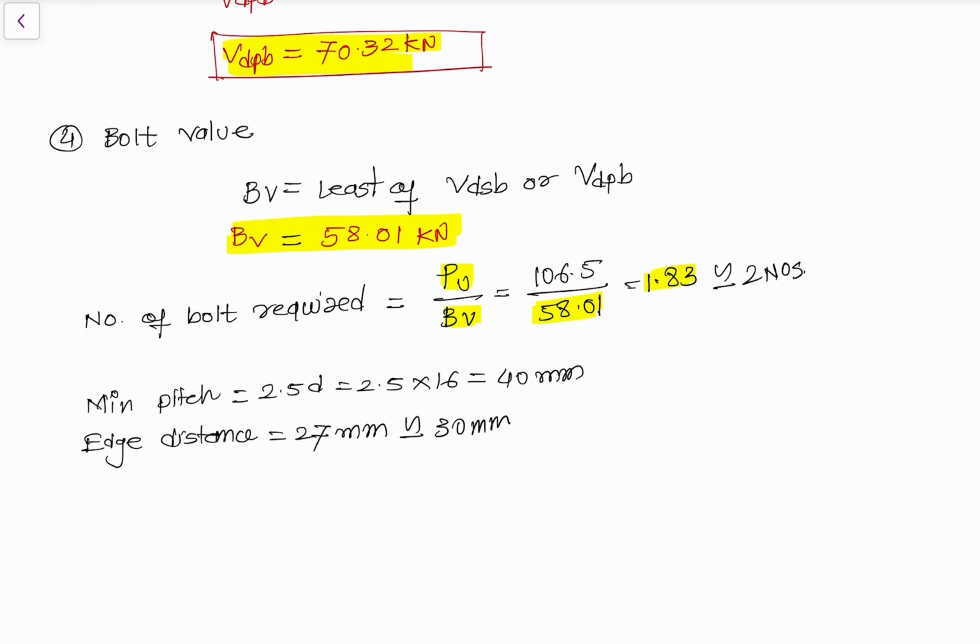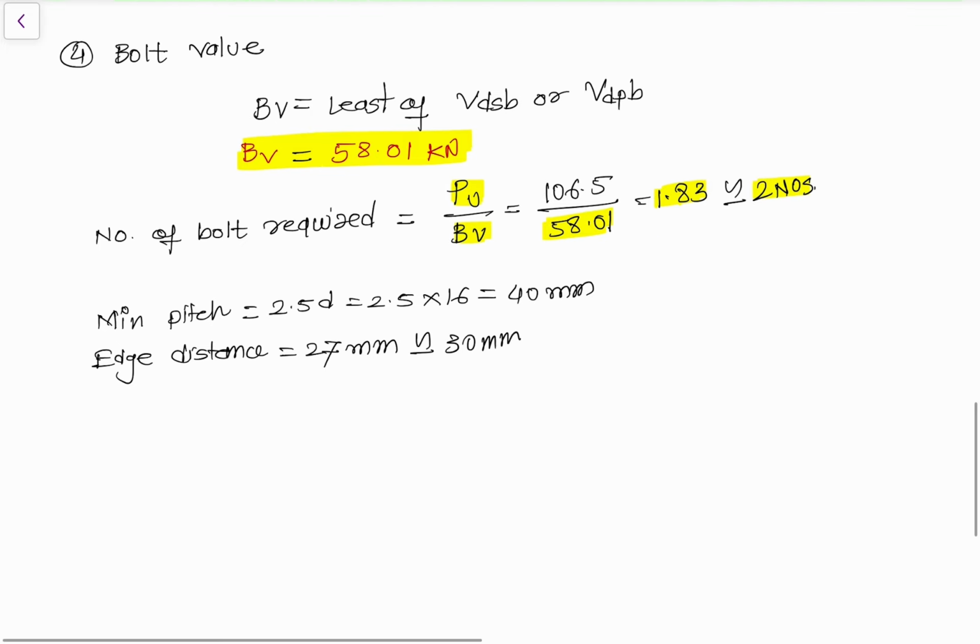It means we cannot provide 1.83 bolts. So we provide the nearest round value, which is 2. So minimum you need to provide 2 bolts in this design to bind these 2 angles with each other. Understand?